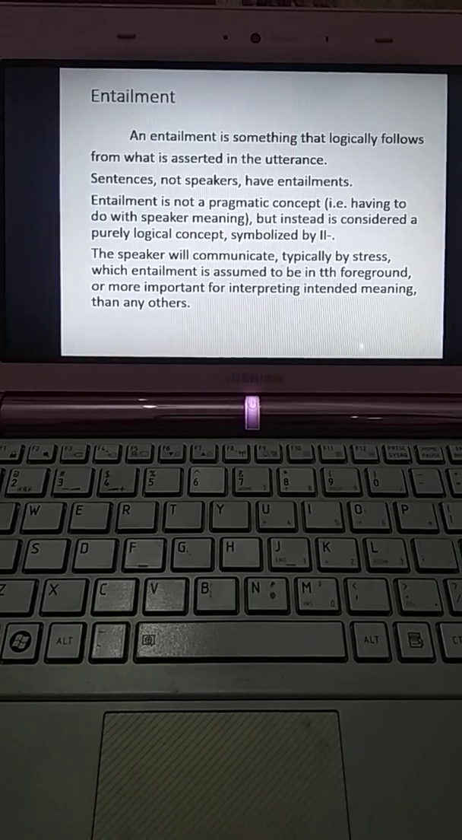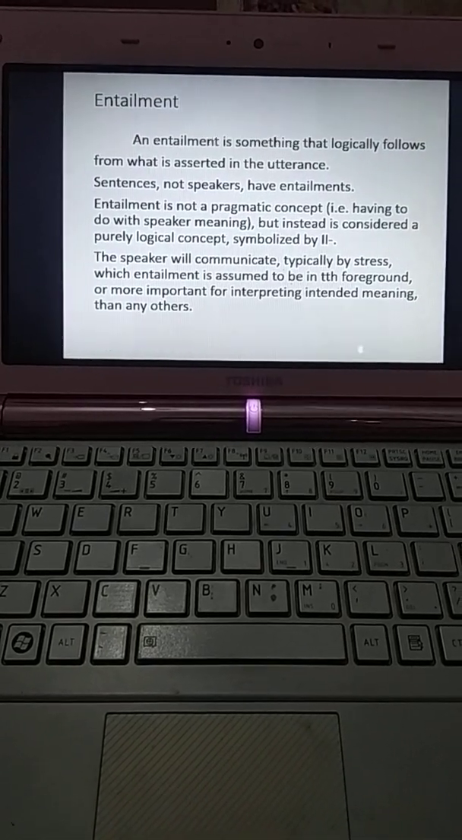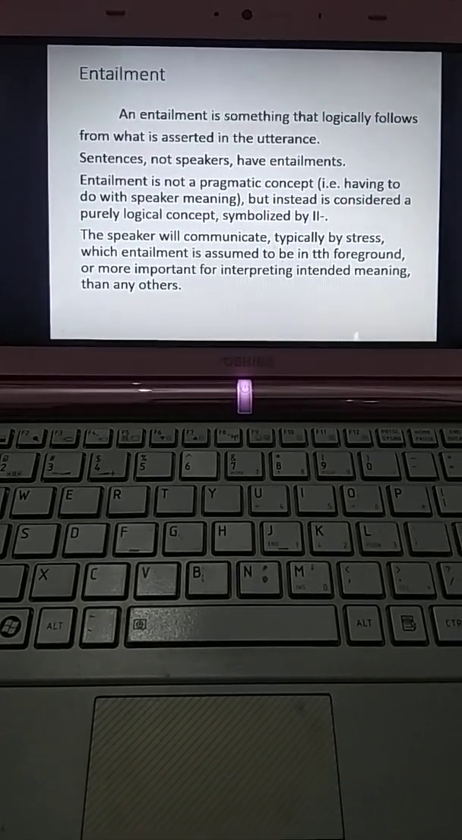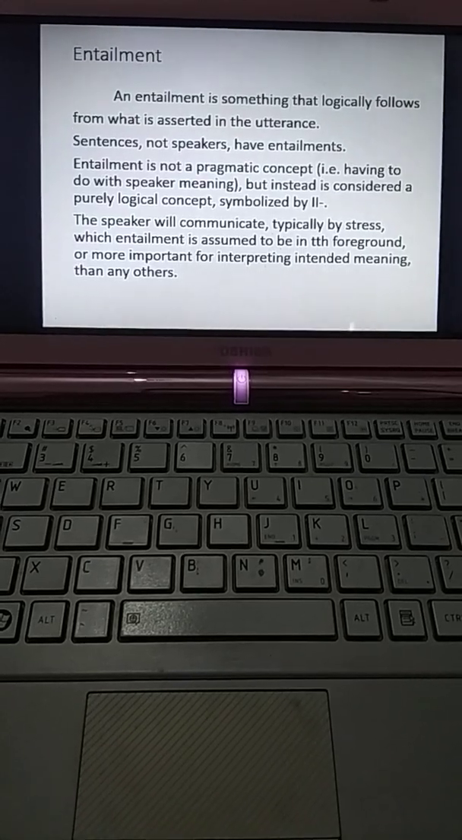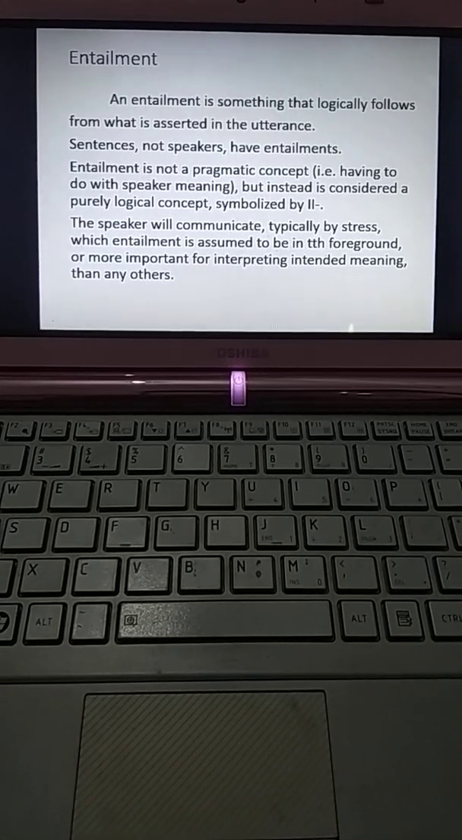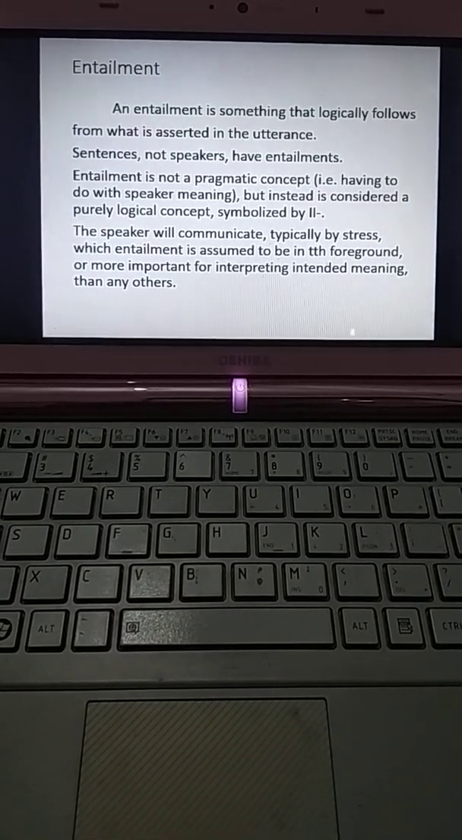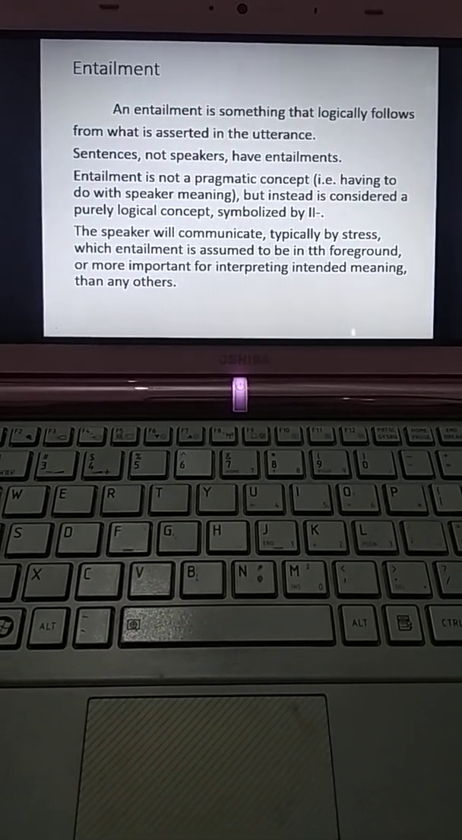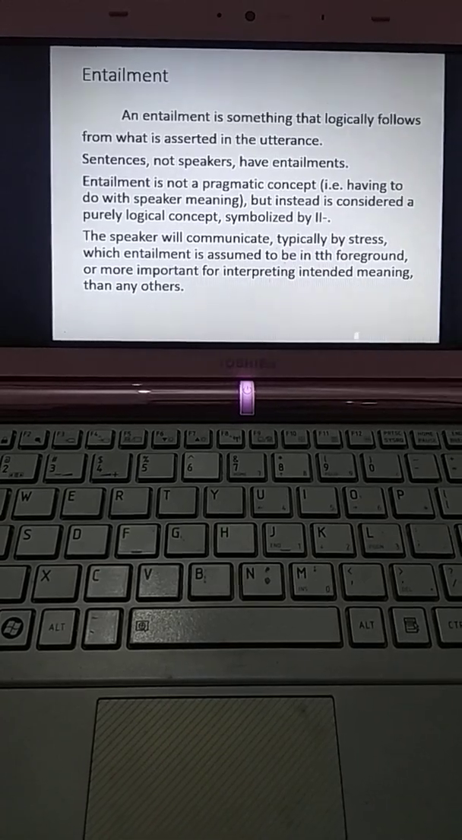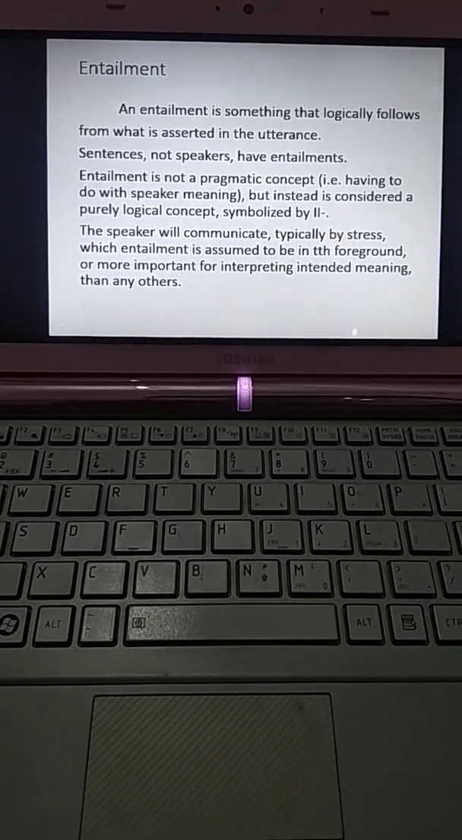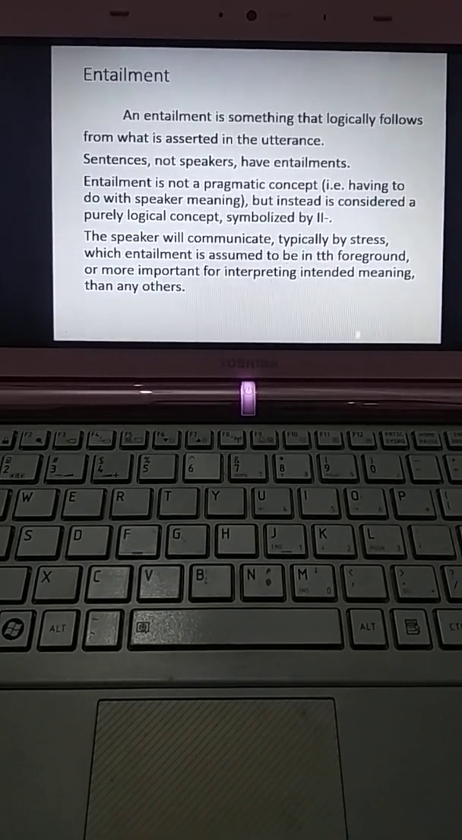which entailment is assumed to be in the foreground, or more important for interpreting intended meaning than any others. Sorry for the typo in the text.